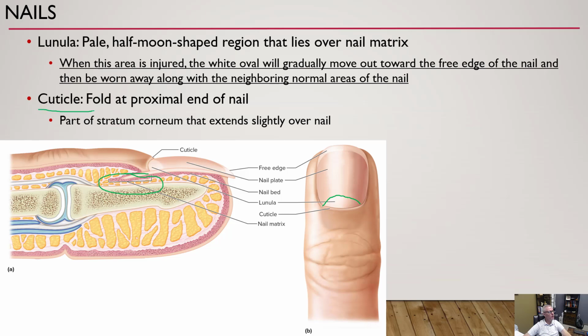Your cuticle, we all know where the cuticle is, right here. It's basically your stratum corneum layer that slightly extends over the nail. Obviously, when you go to the nail salon, it's recommended that you don't cut your cuticles because it's there for a reason, but everyone gets them cut anyway.